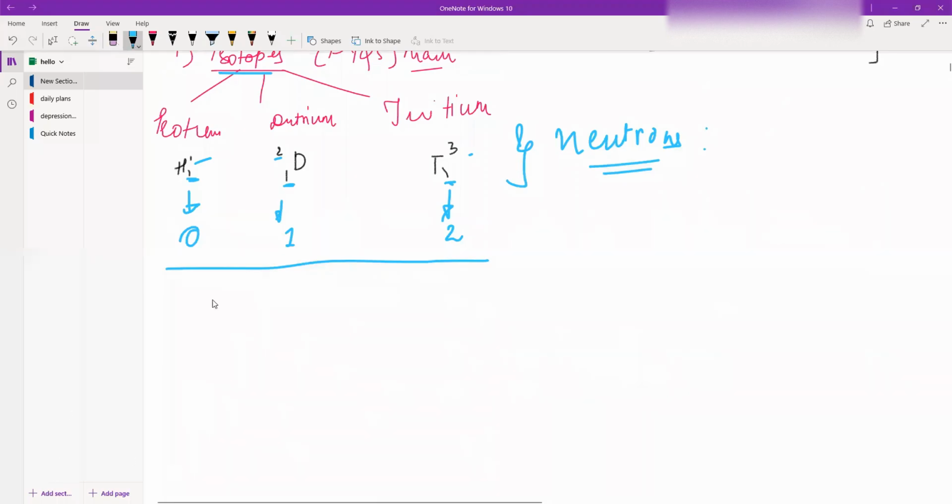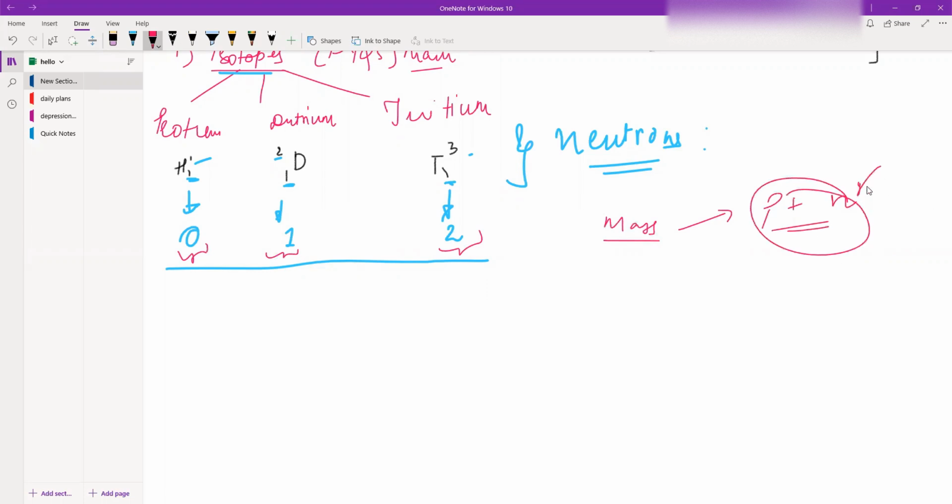Okay, so if we make some inference that there are 0 neutrons here, 1 neutron here, 2 neutrons here, and if we are learning the chapter hydrogen, we are very much familiar that mass of any atom resides in proton plus neutron. So definitely mass is changing because the number of neutrons is changing. The number of protons is one here and one here, right? So this is the thing.